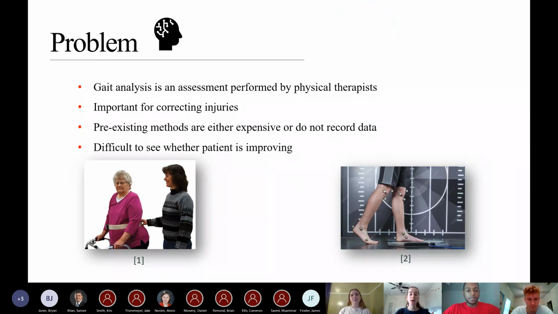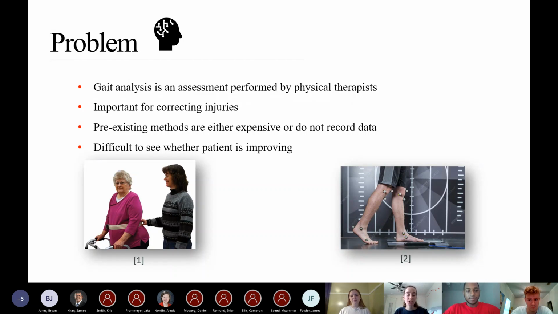So gait analysis is a way for physical therapists to analyze a person's walk. It's very important for correcting injuries that hinder a person's ability to walk correctly. So there are many pre-existing methods. However, they're either expensive or they just do not record any data.